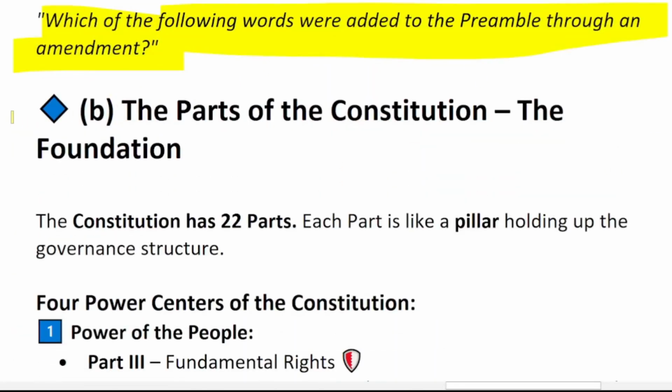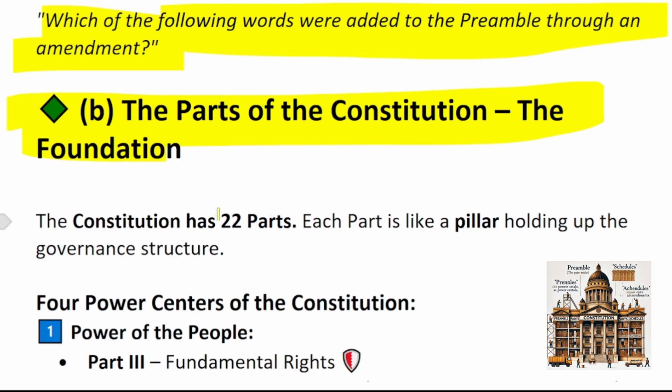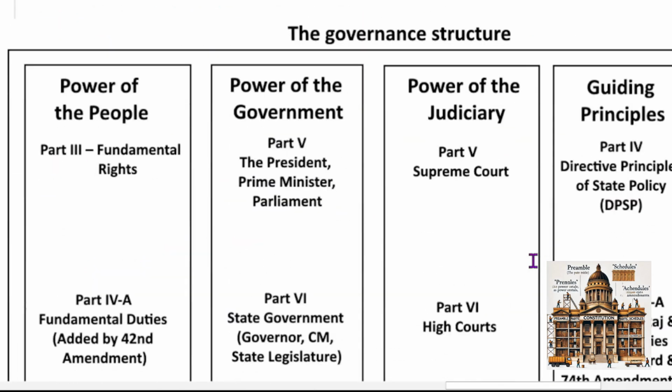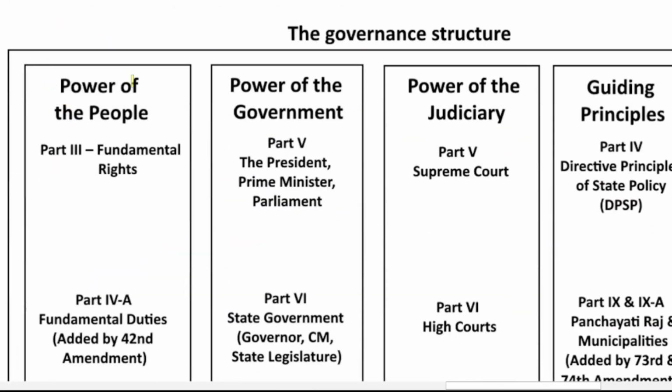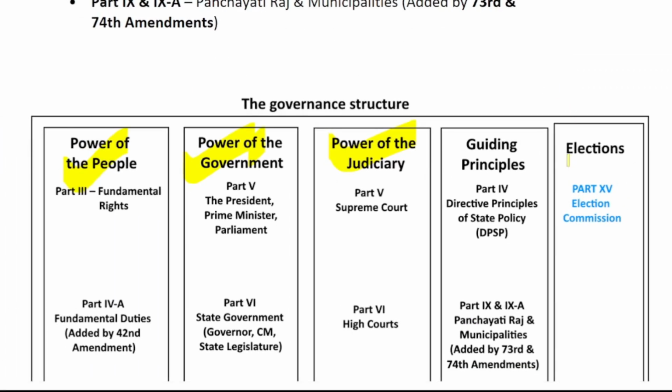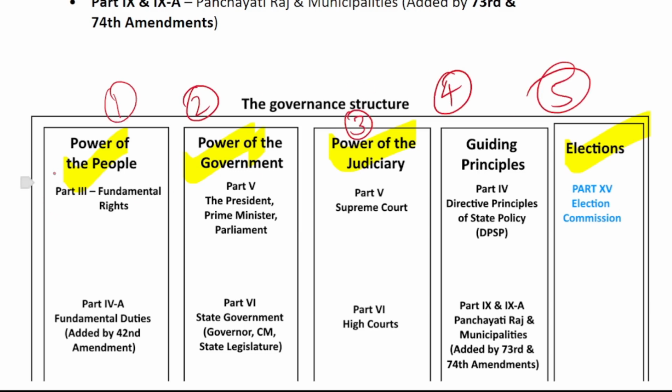Second part, the parts of the Constitution. This is the foundation of this building, okay? This has got 22 parts. Each part is like a pillar holding up the governance structure. So imagine these parts. First is power of the people, second is power of the government, third, power of the judiciary, fourth, guiding principles, and the most important pillar of this constitution is the elections. So let's understand these 5 parts one by one.